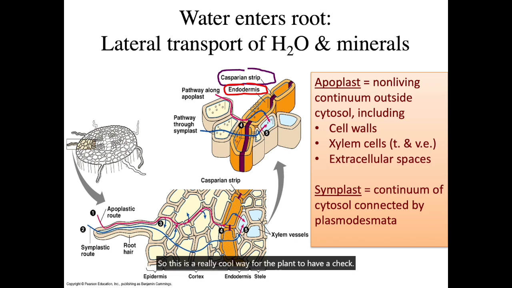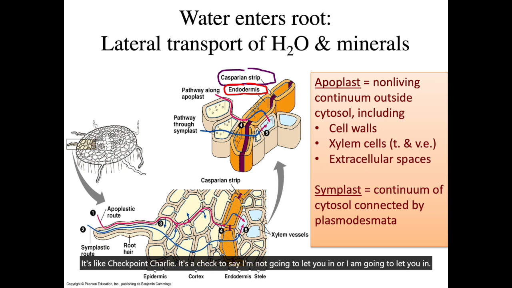So this is a really cool way for the plant to have a check. It's like Checkpoint Charlie. It's a check to say, I'm not going to let you in, or I am going to let you in. So any water that's not already in the symplastic route, that is, that's not already inside the cells, has to go inside the cell to get into the vascular tissues. That is to say, it has to enter the cell membrane of the endodermis to get inside the vascular tissues.